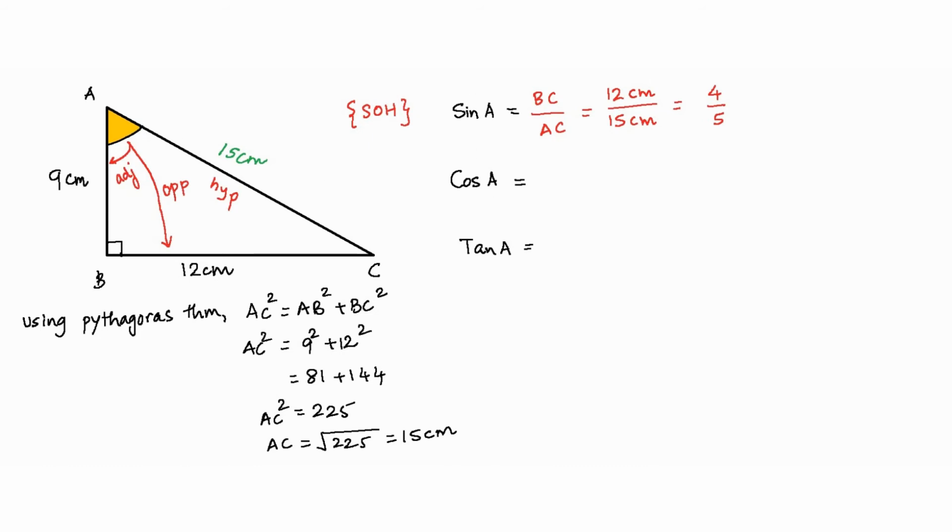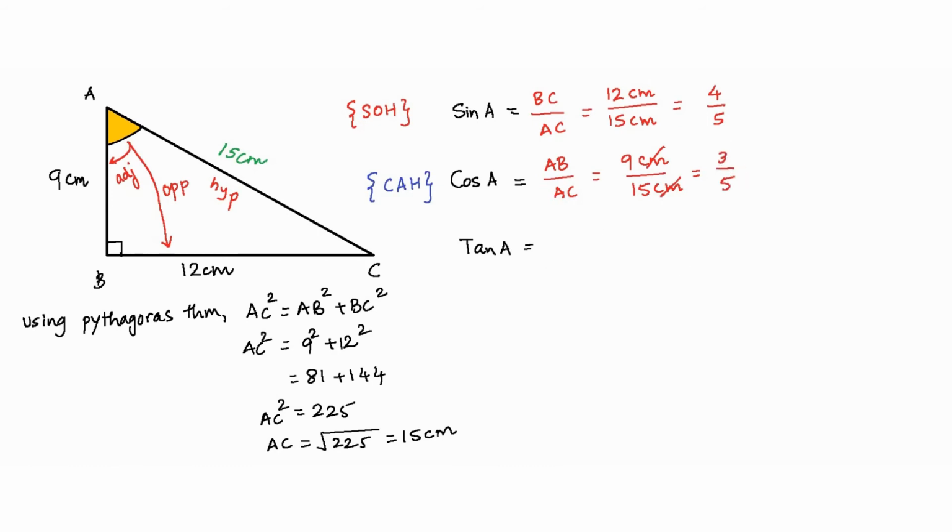cos A. Let's remember the short form for cos of an angle. Cos was CAH, that is adjacent upon hypotenuse. So which is the adjacent side of angle A? Adjacent side is AB divided by hypotenuse is AC. AB is 9 centimeters divided by the hypotenuse is 15 centimeters. The ratio of 9 to 15 is 3/5.